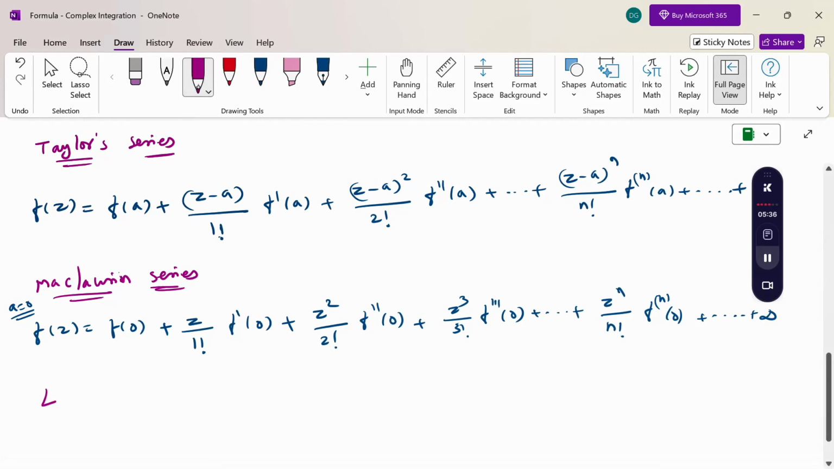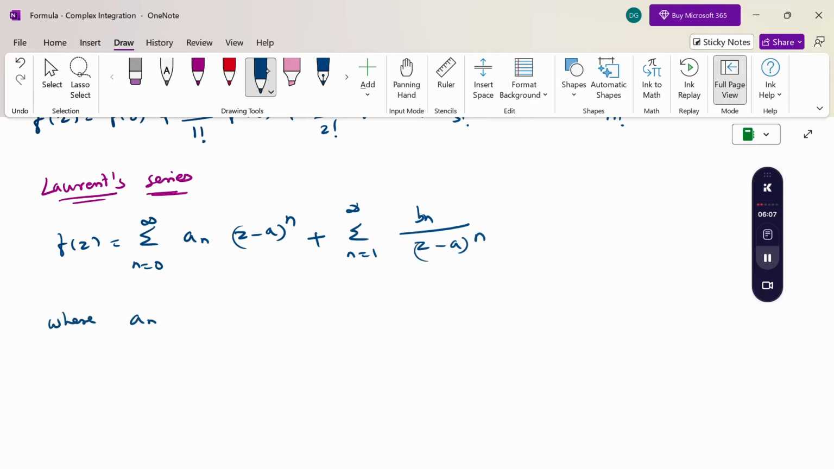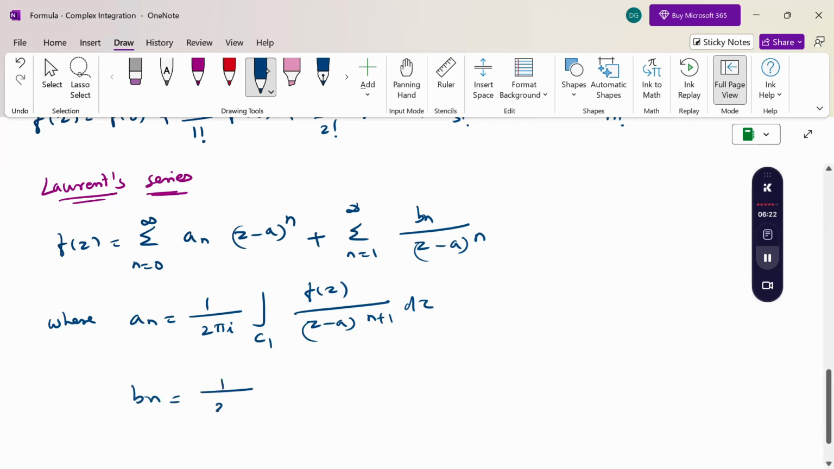And then the Laurent series. f of z equals summation n from 0 to infinity a n z minus a whole power n, plus summation n from 1 to infinity b n by z minus a whole power n, where a n is nothing but 1 by 2 pi i integral over c1 f of z by z minus a whole power n plus 1 dz, then b n is 1 by 2 pi i integral over c2 f of z by z minus a whole power 1 minus n dz.